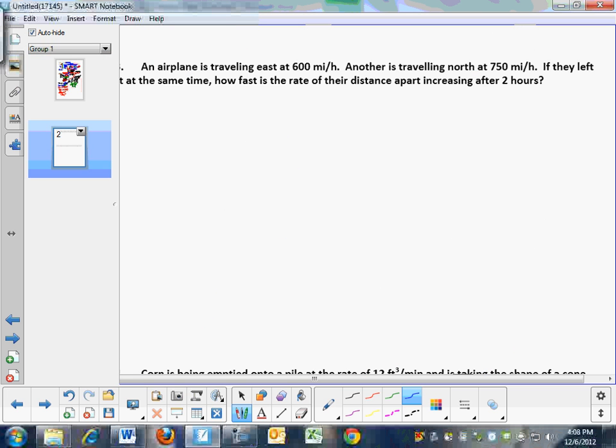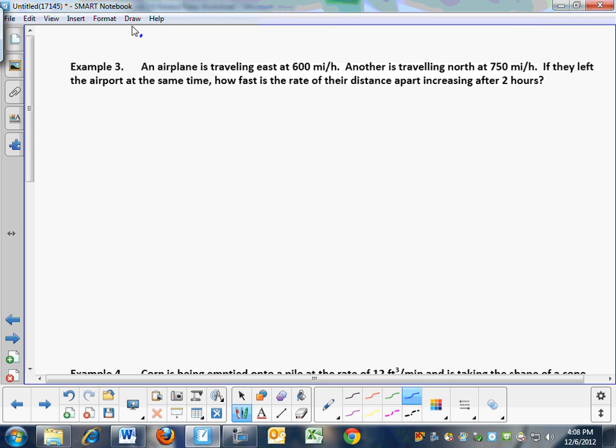Try another example. An airplane is traveling east at 600 miles an hour. Another is traveling north at 750 miles an hour. If they left the airport at the same time, how fast is the rate of their distance apart increasing after 2 hours? Sounds challenging.